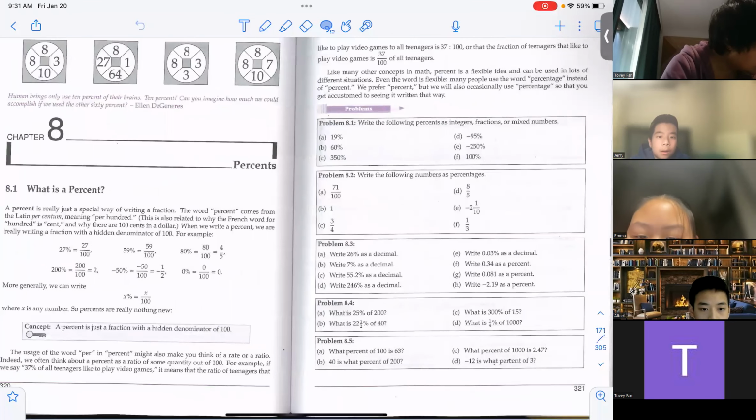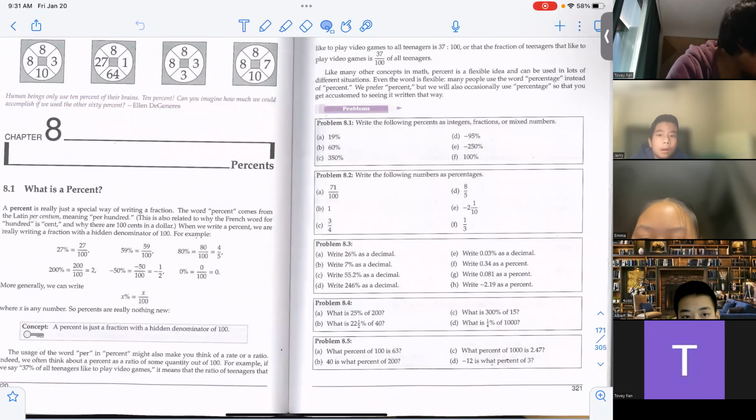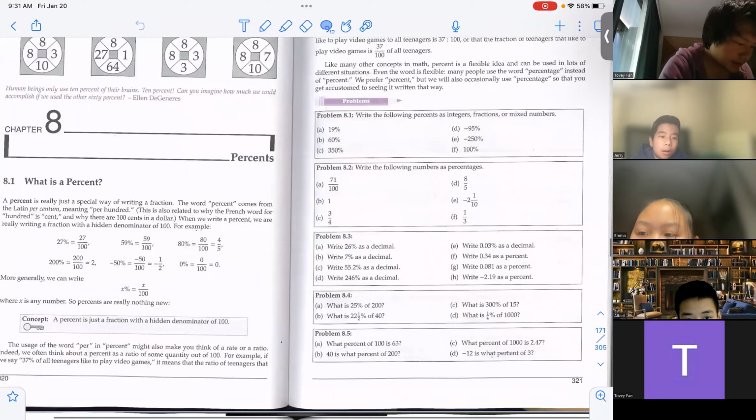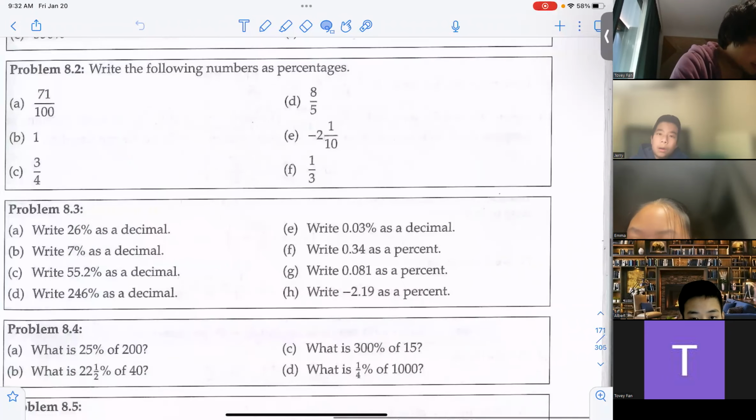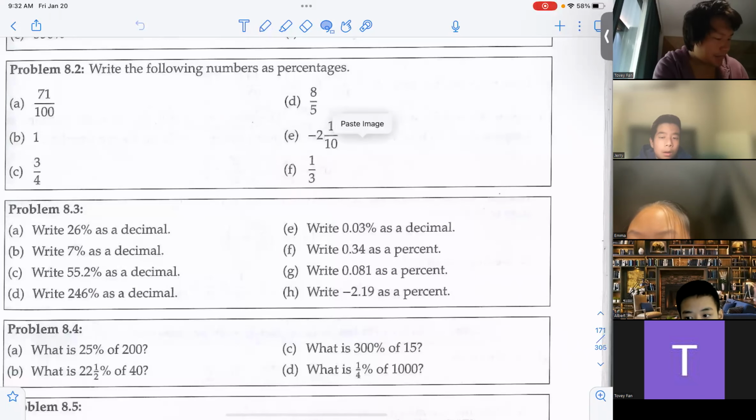Okay, so let's move on to chapter 8, talk about a few problems here. For the example problems, you guys did a really good job on these ones. And Emma has some problem here. Let's talk about them. So, Emma, this is the problem we have.